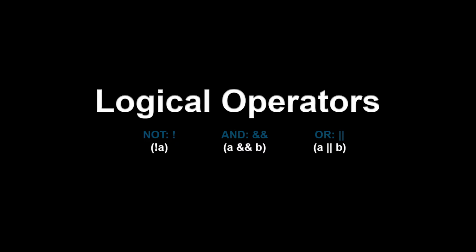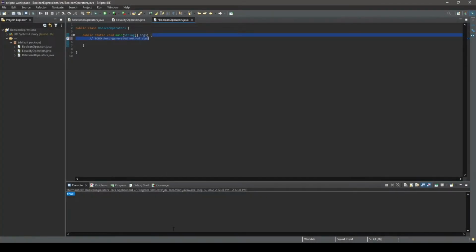So the next two operators we are going to look at are the AND operator, typed ampersand ampersand, and the OR operator, typed using two pipes. Now let's go through some examples of these operators in order to get a better understanding of what they are used for. First, let's look at the unary operator we just learned about, the NOT operator. As mentioned earlier, this operator is used to return the logical complement or the opposite.